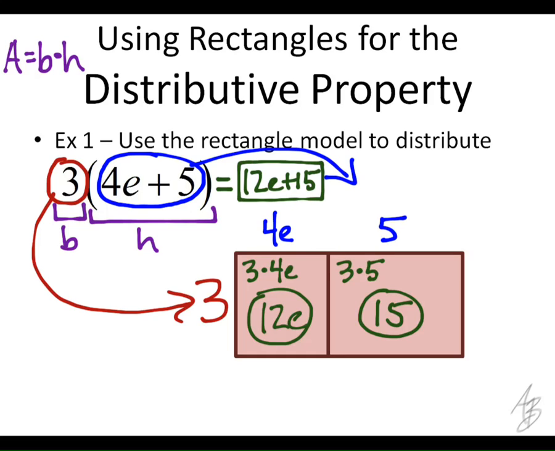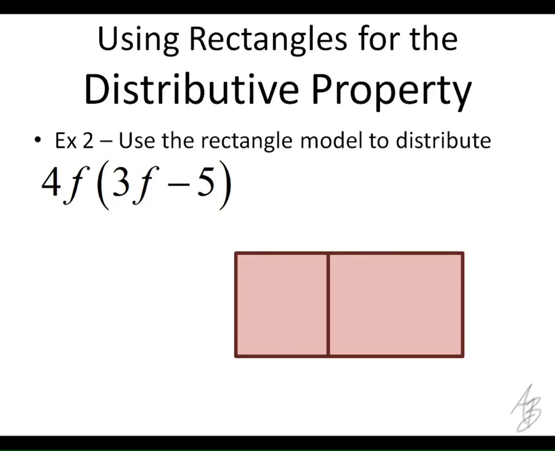This is actually exactly the same thing we just did in the opener, right? The only difference here in our work is you don't have to write the A equals every time. You just need to show what you're multiplying together to get the area of each box. And then to write our answer, we're not really finding an area. We just want to know what 3 times 4e plus 5 is. So we're just going to write that next to it. So we're going to write 3 times 4e plus 5 equals 12e plus 15. And that's how we're going to write the answer. Does that make sense? All right, so let's do another one.